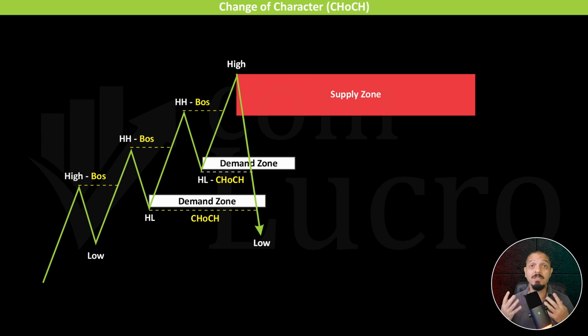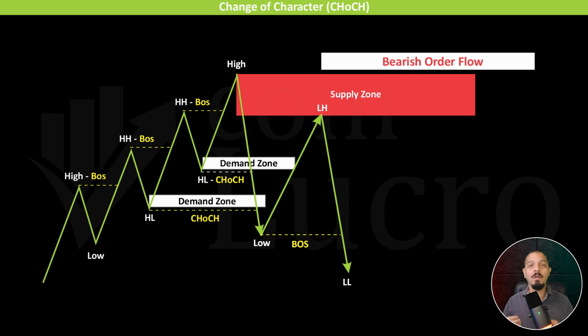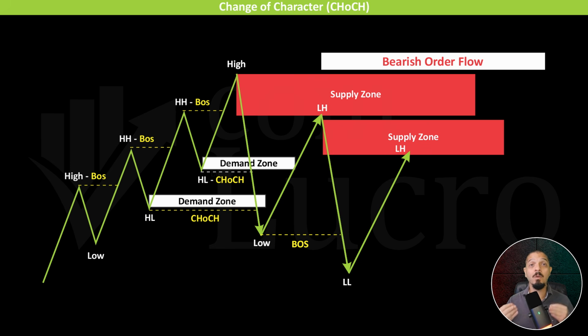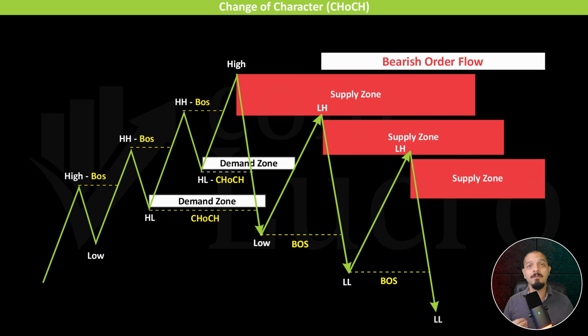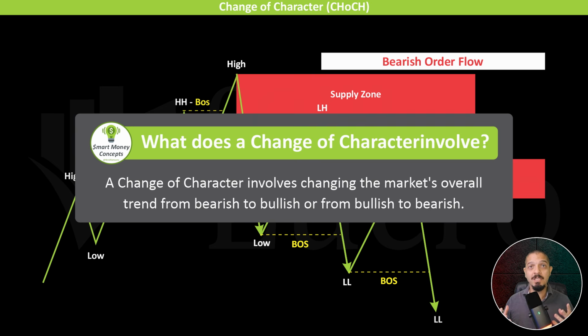Looking at the chart, we notice that after the mitigation of the extreme demand zone attributed to the change of character wave, the price reversed its direction, pushed lower, broke through, and closed below the newly generated lower low. Subsequently, the price formed a pullback, rose back up, reacted to another supply zone, and then continued pushing down, breaking another structure. It is evident that the market's overall bullish structure has changed to bearish after the formation of the change of character pattern, and the price entered the bearish order flow phase. So a change of character involves changing the market's overall trend from bearish to bullish or from bullish to bearish.